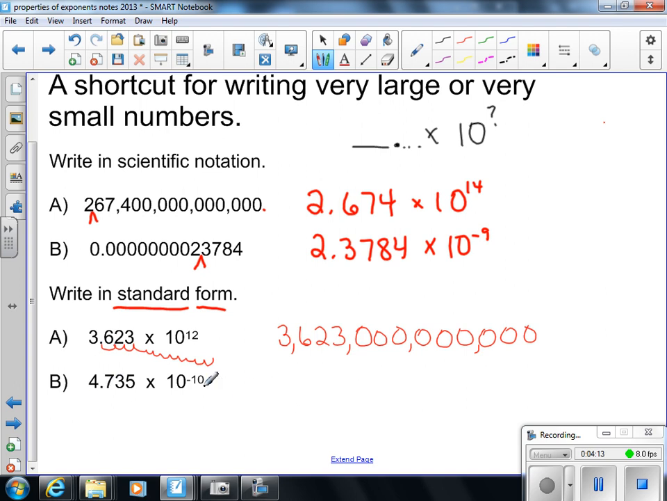All right, let's do a small number because we see this is a negative power. We can think of it as moving it over to the left how many places? 2, 3, 4, 5, 6, 7, 8, 9, 10 hops, but it would only be then how many zeros?